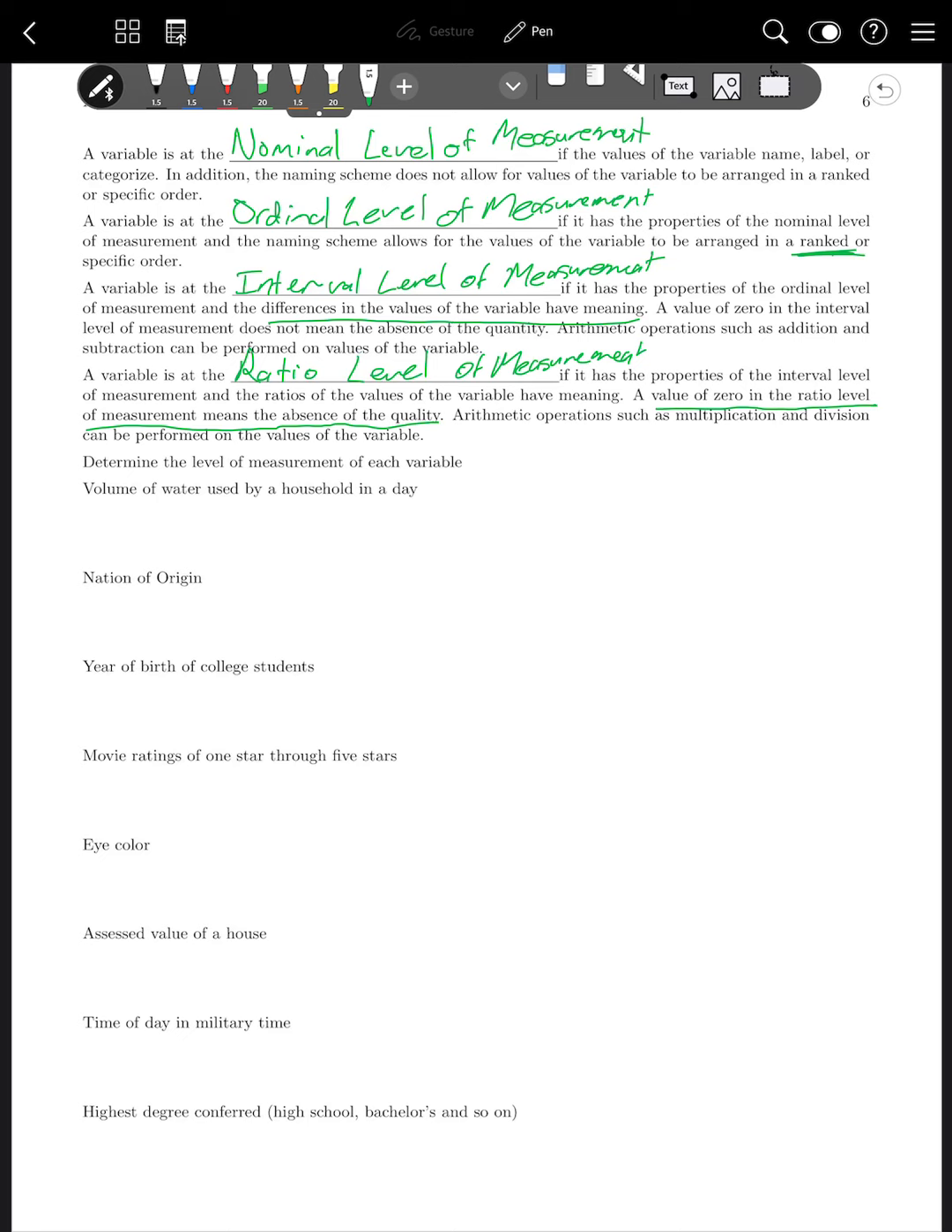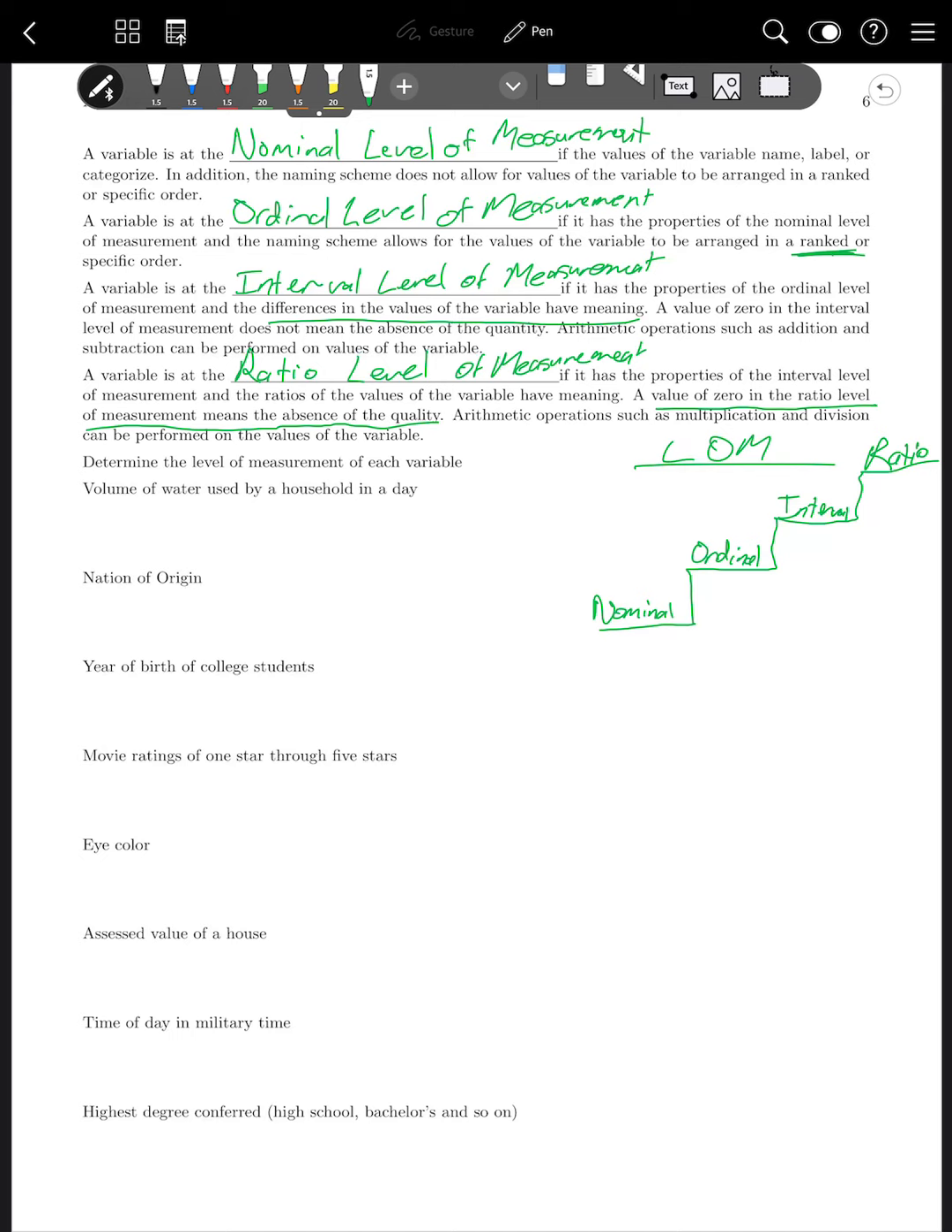So basically what these levels of measurement look like is four steps of stairs. You start at the nominal level and then you go up, to the ordinal, to the interval, and then finally to ratio. So in order to get to ratio, you have to go through ordinal and interval. Every variable will start at the nominal level at the very least. So the question is, do you progress to the next step? So let's look at some examples here.